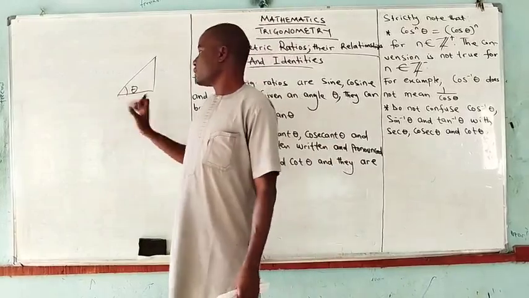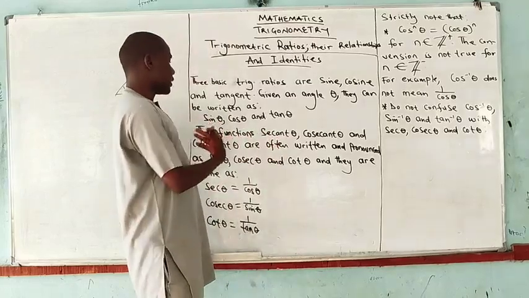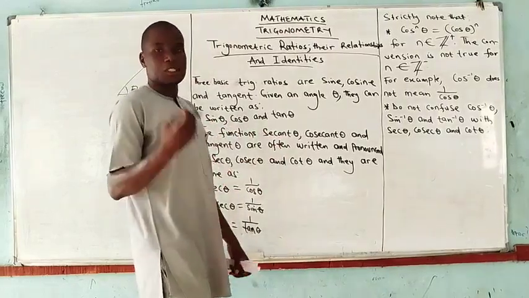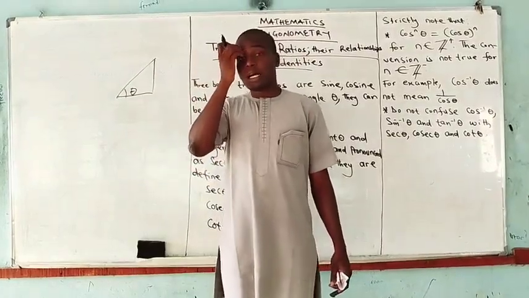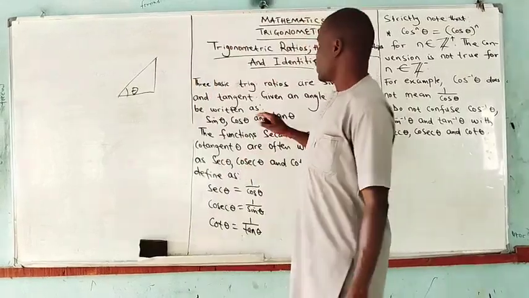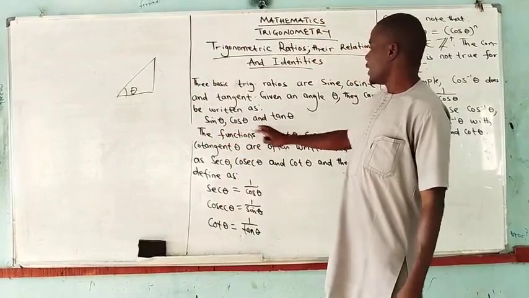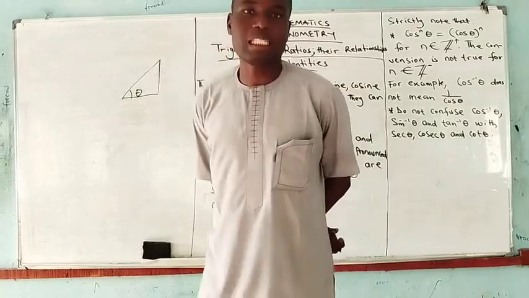So given an angle theta, we have sine theta, cos theta, and tan theta. That is the shortest form of these three basic trigonometric functions. Beside that, does that mean that sine, cosine, and tangent are the only trigonometric functions we have? No, exactly no.